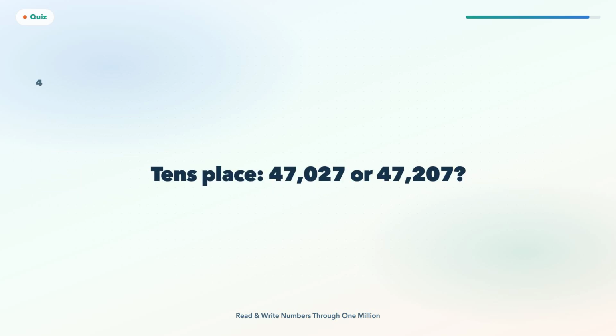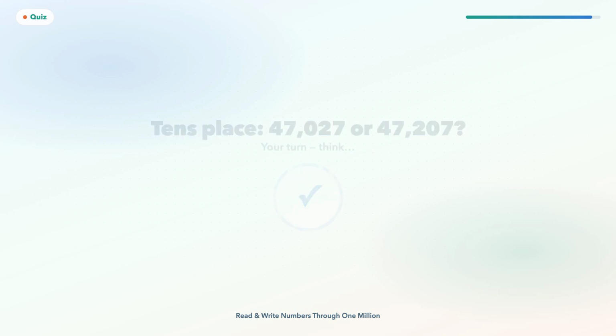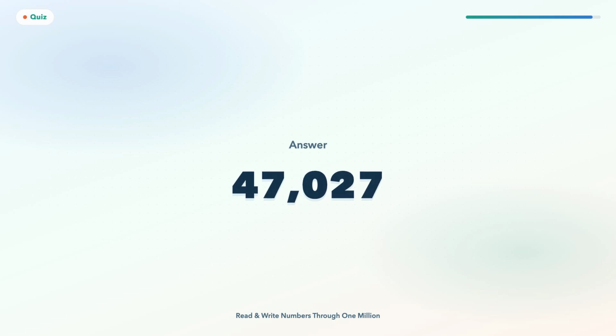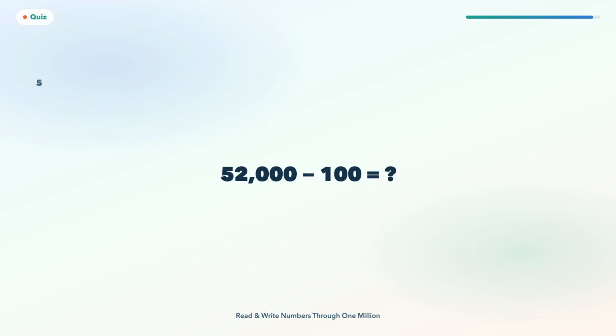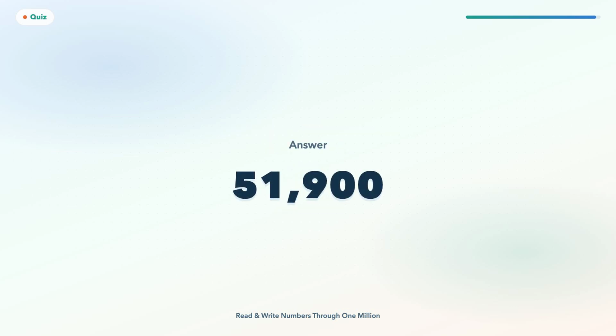Question 4. Which number has 2 in the tens place? 47,027 or 47,207? Pick one. 47,027. That 2 sits in the tens place and is worth 20. Question 5. 52,000 minus 100 equals what? Regroup carefully. 51,900. Just like the food bank problem, subtracting 100 from around 1,000 needs regrouping.